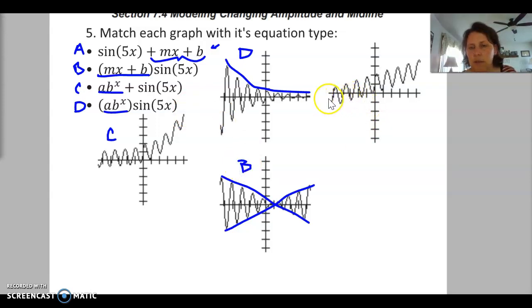And then this one is a midline change, and it is a linear midline change. So this is our midline at the end, and that is a linear equation, and so this one is going to be A. All right, that's it for example 5. We'll move on to example 6.